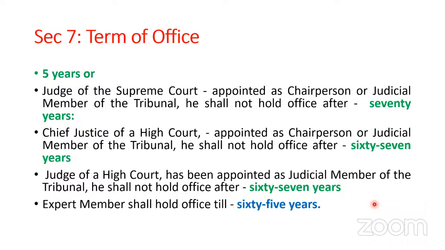Likewise, if a Chief Justice of a High Court is appointed as a chairperson or judicial member of a tribunal, he shall not hold the office after 67 years. Likewise, a Judge of a High Court appointed as a judicial member of the tribunal shall not hold the office after 67 years. But expert members shall hold the office only up to the age of 65.